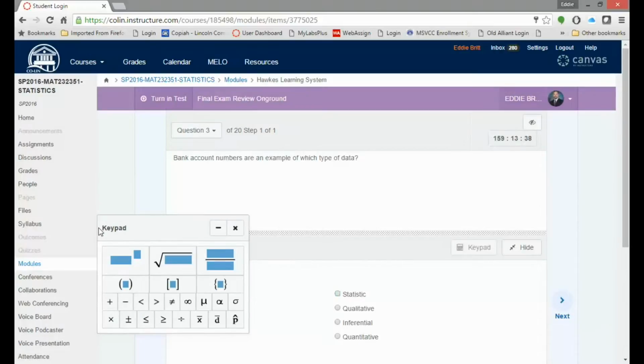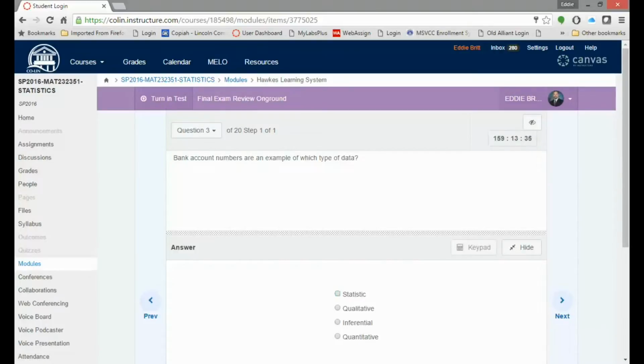Alright, bank account numbers. This is talking about the bank account numbers are what type of data? Statistic, qualitative, inferential, or quantitative? So which one do you think it is? Quantitative.